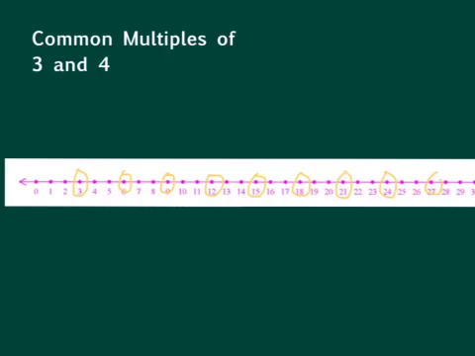I'm looking for common multiples of 3 and 4. All of my multiples of 3 are already listed here. Now what I'm going to do is add the multiples of 4. Here we go. 4, 8, 12, 16, 20, 24, 28. If you look at the number line, you'll see which numbers are occupied by 2 circles, a yellow one and a red one. Those ones are common multiples. So now we can list them.